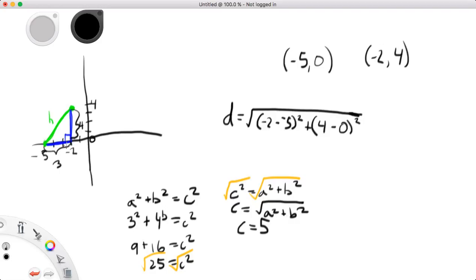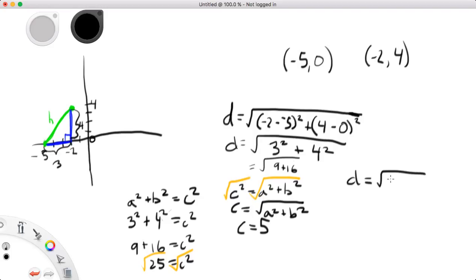Well, if I go back to the Pythagorean theorem here, since a squared plus b squared equals c squared, I can rewrite that as c squared equals a squared plus b squared. And then in order to solve for c, I take the square root of both sides. So the fact of the matter is that c is equal to the square root of a squared plus b squared. Well, as we've seen, a squared is -2 minus -5 squared, and b squared is 4 minus 0.